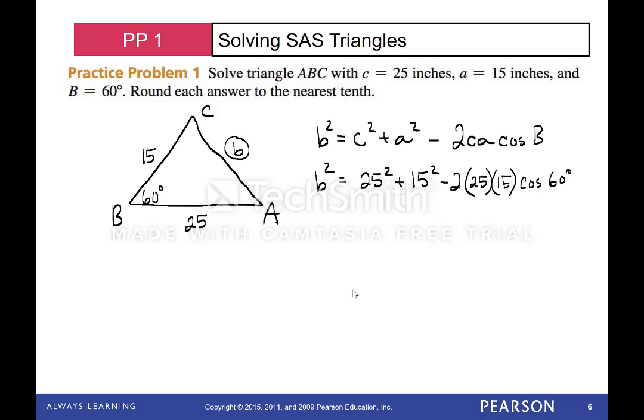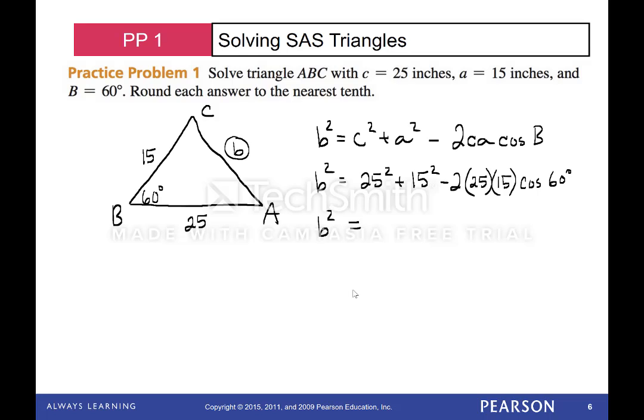If you don't have one of those calculators, then you have to do the order of operations yourself. So you're going to have to do exponents first, then the multiplication, and then take the cosine of 60, then subtract it from the addition of those two. A lot more work here. So what I did is the easy way.